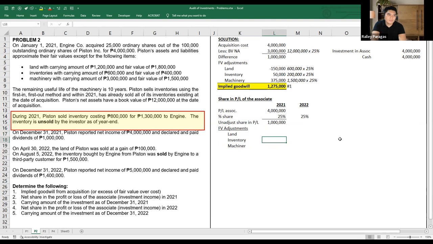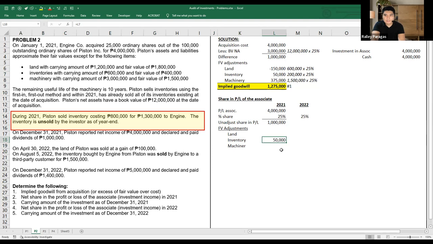So sabi natin kanina, kapag overvaluation, that's additional investment income adjustment. Okay? As a result of our fair valuation, as a result of overvaluation. So that's additional. So kunin na lang natin sa taas. Okay, kinumpute na natin yung fair value adjustment natin coming from our inventory. So that's 50,000. Okay? Machinery naman.